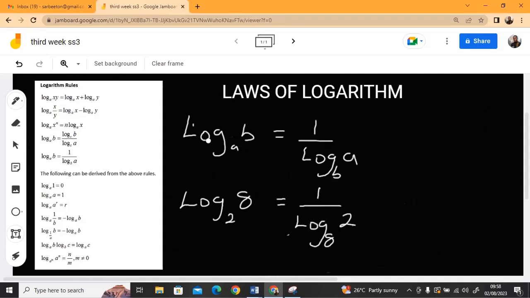So let's now move on to questions under laws of logarithm and how you can apply those laws on those particular questions. So let's move on.